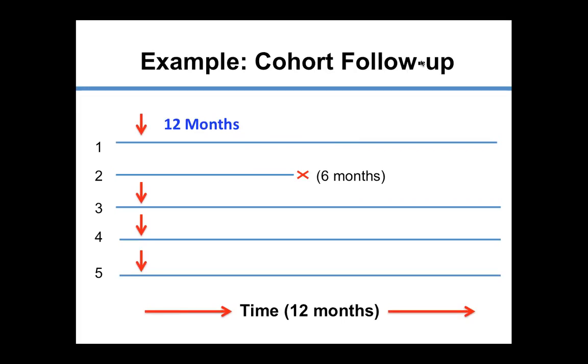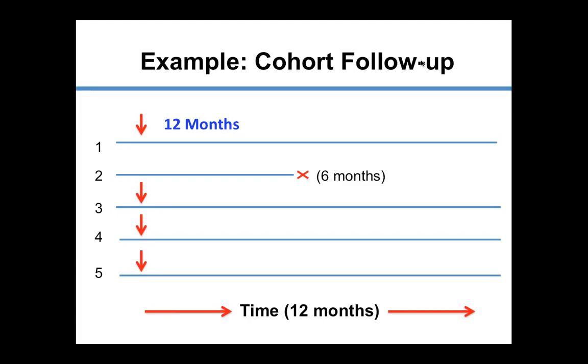Here's a basic, simple cohort study I created with line drawings. As you can see, there are 5 people being followed forward in time for 12 months. There's only one event, which is signified by a red X at 6 months. So let's figure out the person time. As I said, it's a sum of all the person times experienced in your cohort during follow-up.